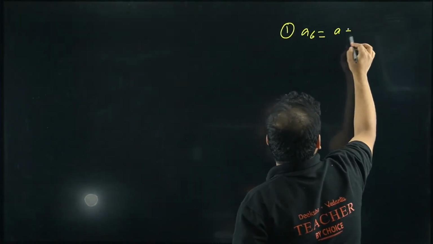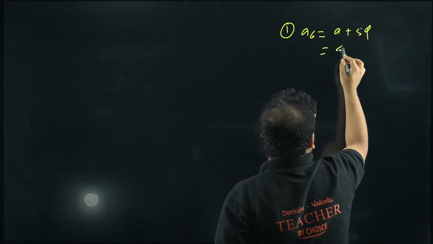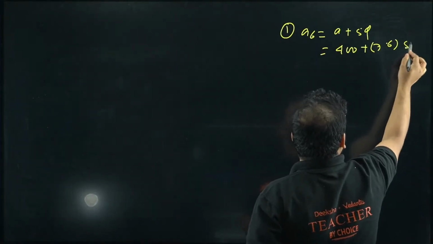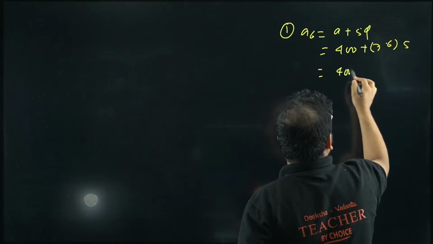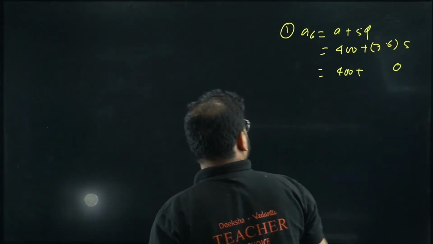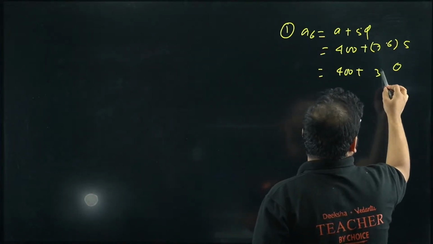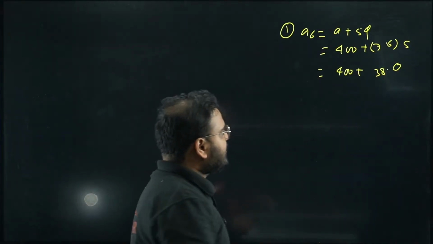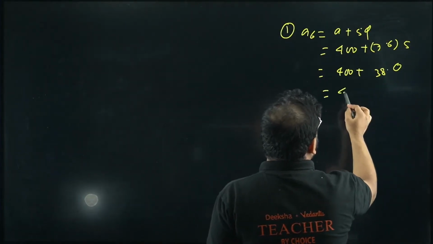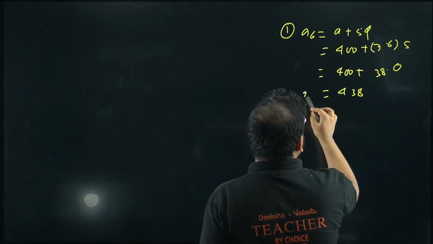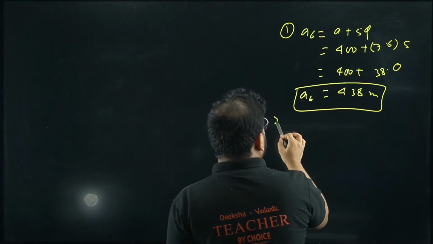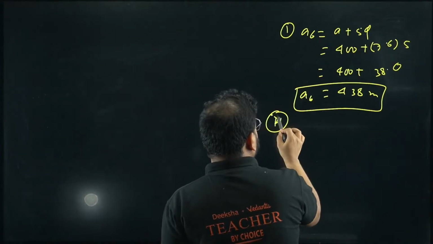So A plus 5D. So 400 plus 7.6 times 5. So 400 plus, 5 times 6 is 30, carry 3, and 5 times 7 is 35, plus 3 is 38. So I get 38, making it 438. As A6, please check, it's going to be in meters only. Part 1 is done. Part 2 now.